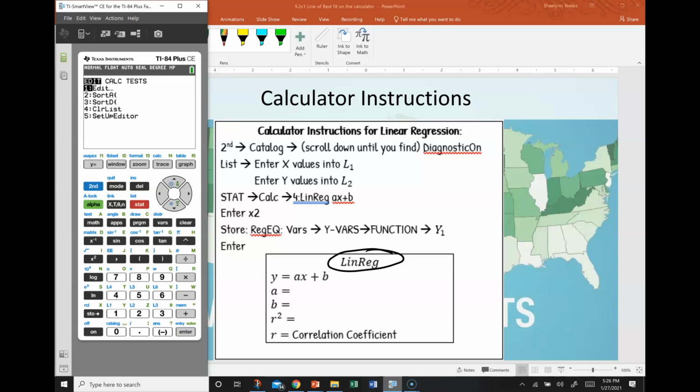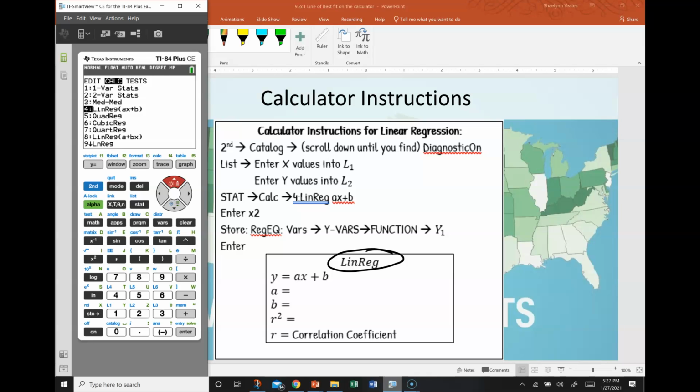Now I want to go to stat, and edit. In list 1, I would put all of my x values. In list 2, I would put all of my y values, and they need to match. Once you do that, you press stat, go over to calc, then go down until you see linreg. Actually, no, this is the one you want: 4, linreg ax plus b. That's the one you want.